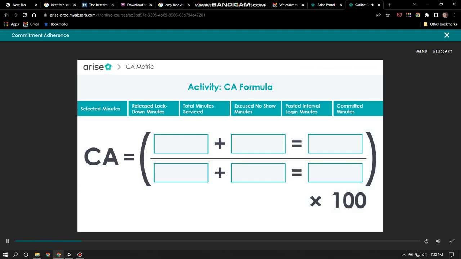Now let's see if you have the commitment adherence formula committed to memory yet. Drag each variable to their correct spot in the formula, then click that check mark to submit your answer.